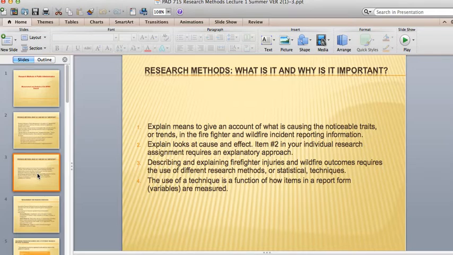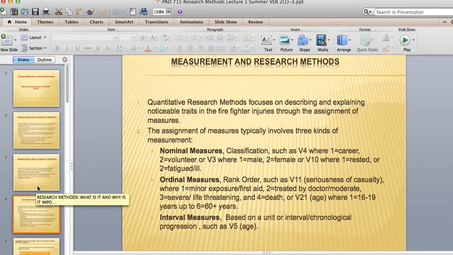So what you're going to learn in this class is that there are descriptive research methods approaches, and then there are explanatory research methods approaches. And the choice of a different research technique is a function of how your management problem or how your variables are measured.